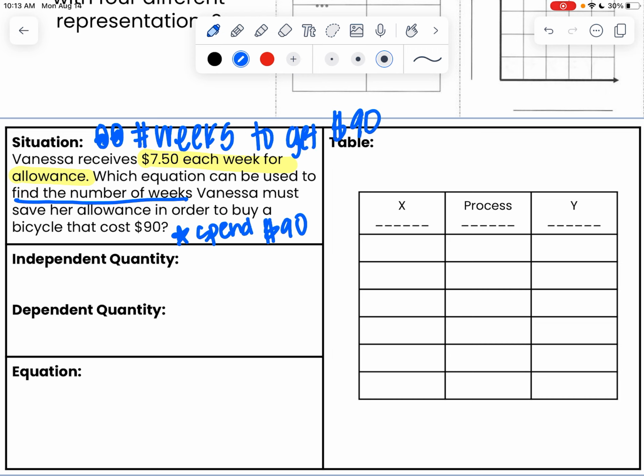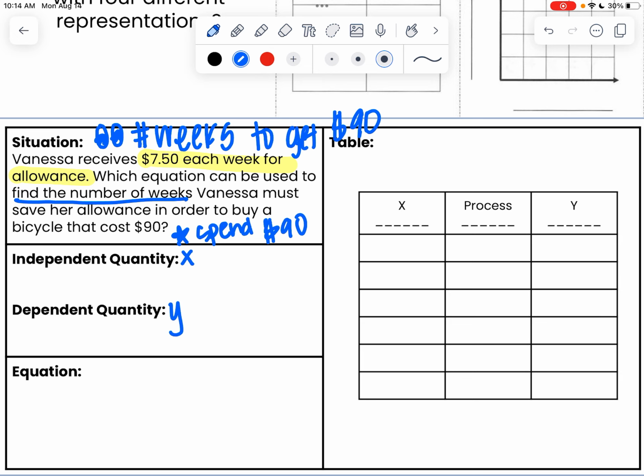And we have some different parts of our paper that's going to help us. We have where it's an independent and a dependent quantity. And I know that independent is represented with X, dependent is represented with Y. We have a table, and then we have an equation. And so with our independent and dependent quantities, I know that I'm talking about two things here, right? If I'm Vanessa, I'm thinking about my money, and I'm thinking about the number of weeks that it's going to take me. So we have weeks and we have money.